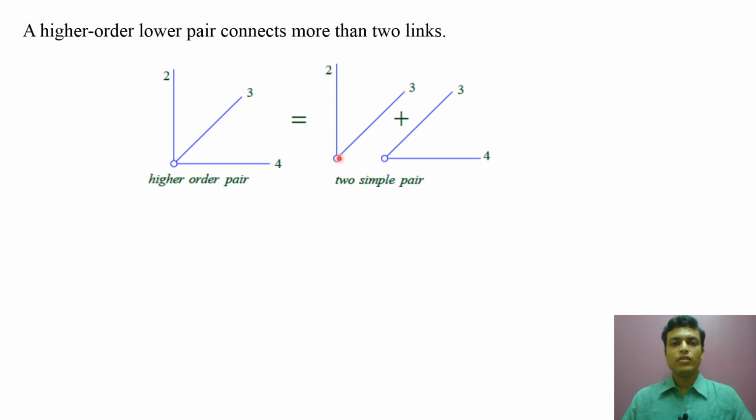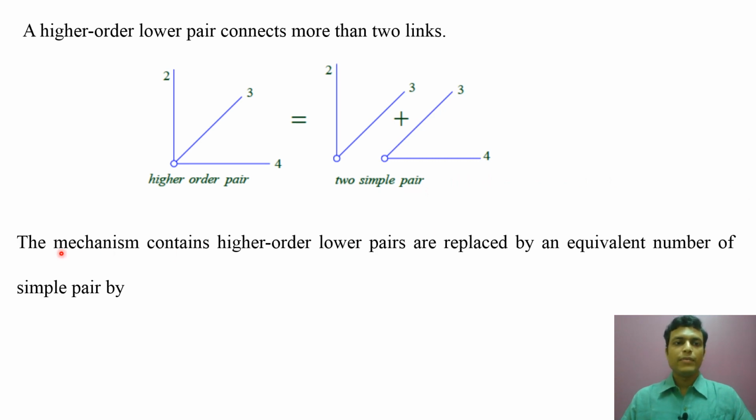This simple pair connects link 2 and 3, and this simple pair connects link 3 and 4. So a second order higher pair is equivalent to two simple pairs. So when a mechanism contains higher lower pairs, we can replace each higher pair by an equivalent number of simple pairs. By what equation?